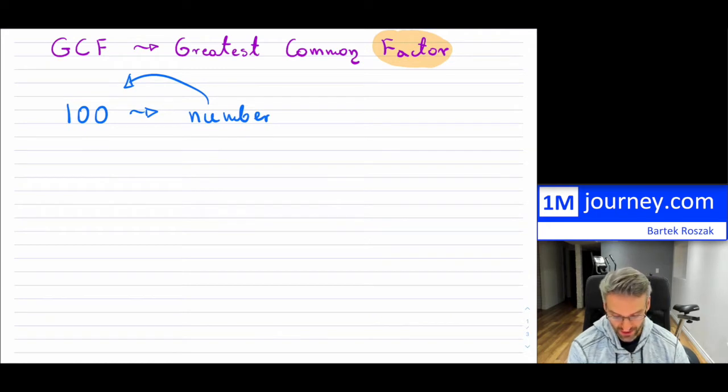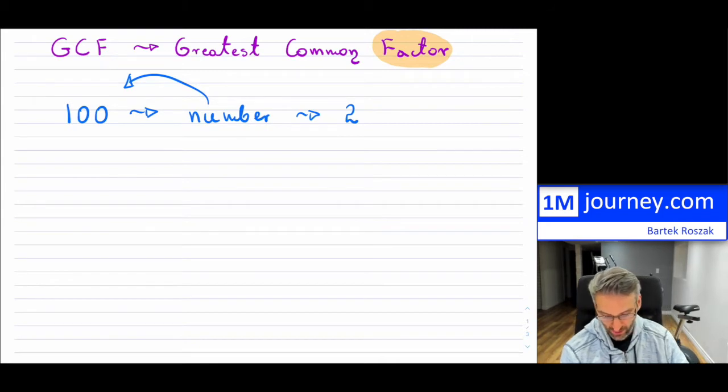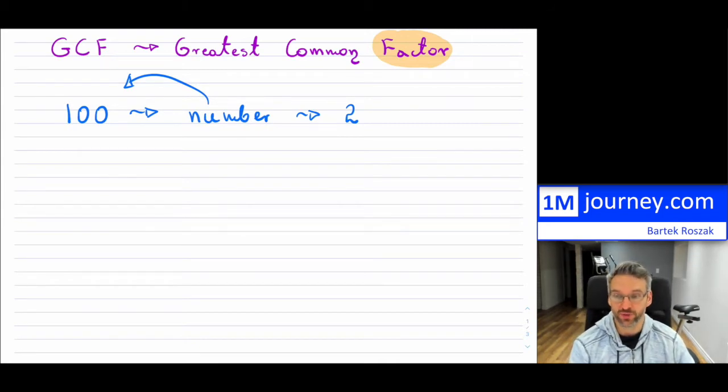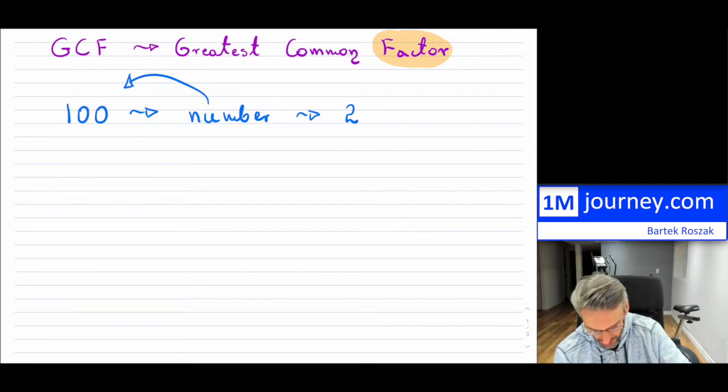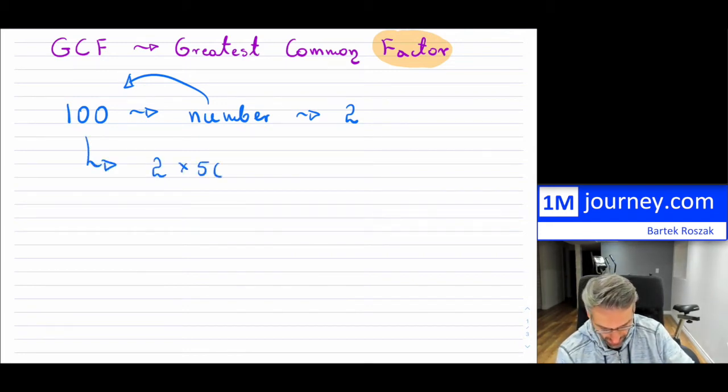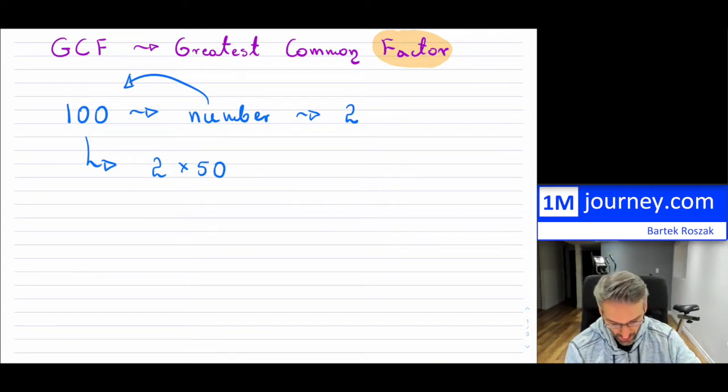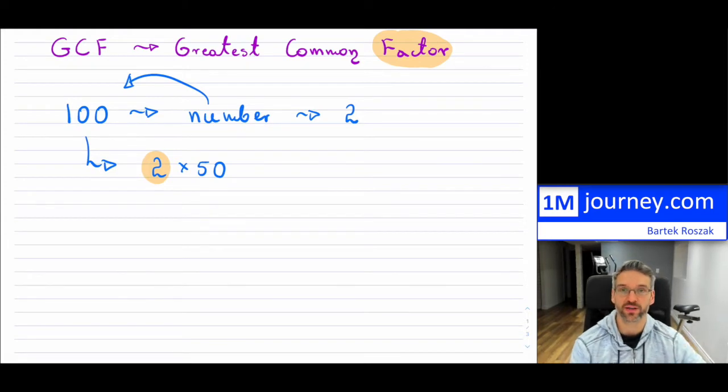So for instance, if you take a number like 100, there are many numbers that go into 100 evenly. You can take the number 2 and check that 100 divided by 2 gives us 50. So it's going to break this 100 into 2 multiplied by 50. And we say that this 2 right here is a factor of 100.